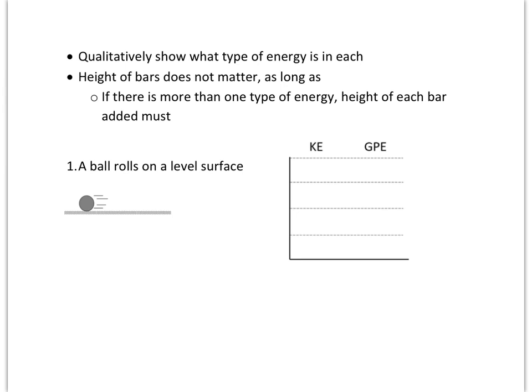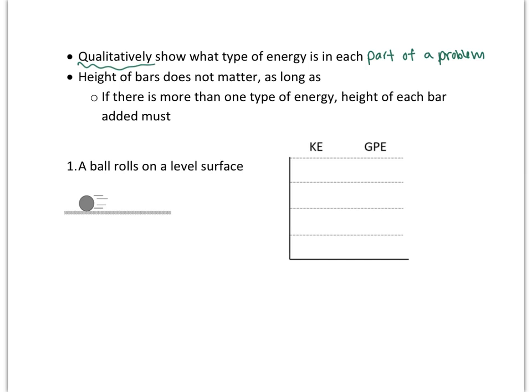But to introduce it, we're going to start just by looking at what an energy bar chart is, what it looks like for a single object doing a single thing, and then we'll start looking at what it looks like for more than one thing. So they qualitatively show what type of energy is in each part of a problem. Qualitatively means you're not calculating anything, you're just essentially making a bar graph.